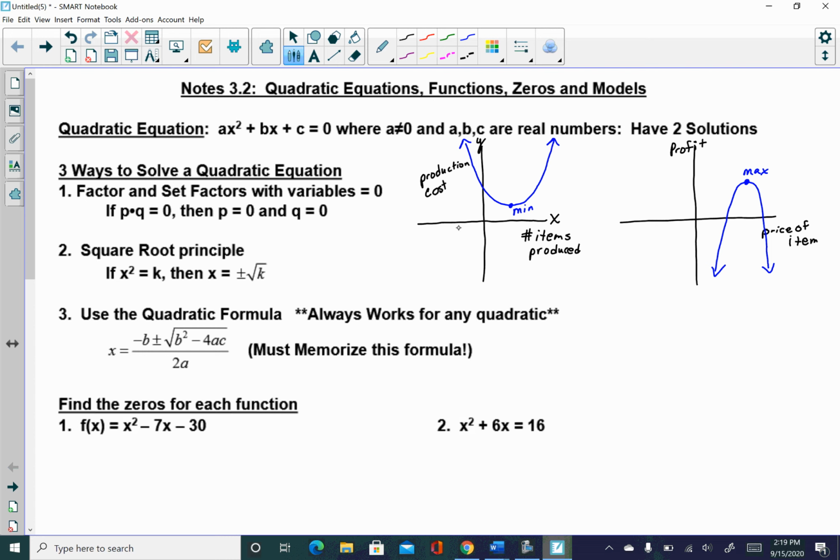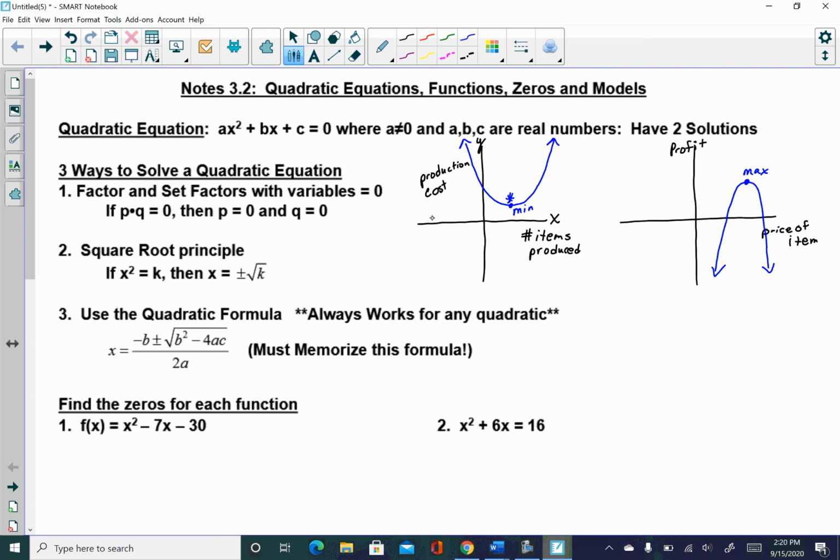In the graph over here on the left, the number of items produced is along the x-axis. Their production cost associated with those number of items being produced is along the y-axis, and so their goal is to reach this sweet spot here, that minimum. So where they're minimizing their cost, okay, in relation to their profit.